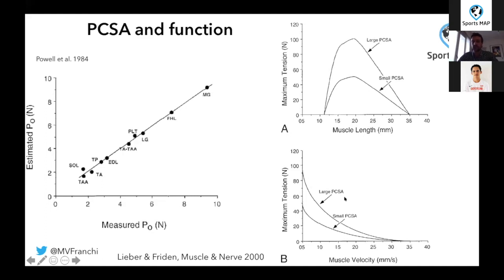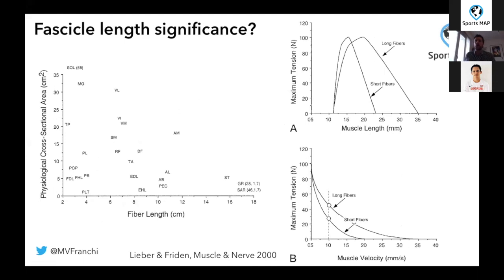This is seen similarly for the shortening velocity. The shortening velocity will be the same, but the amount of tension that is produced is more in a muscle with large PCSA. And if you instead have muscles with similar PCSA, similar pennation angle, but different fiber lengths, this will affect in the length tension relationship the excursion of muscle, but not the maximum tension that is produced. And in the force velocity relationship it will affect the velocity of shortening.